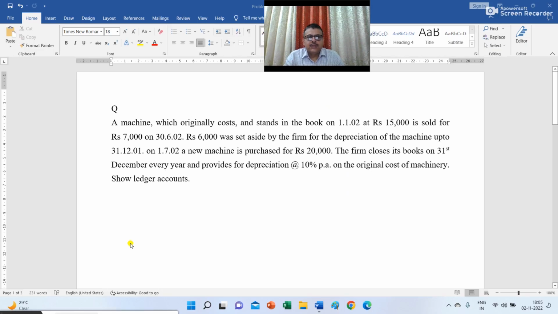A machine which originally cost and stood in the books on 1st January 2002 at rupees 15,000 is sold for rupees 7,000 on 30th June 2002. Rupees 6,000 was set aside by the firm for the depreciation of the machine up to 31st December 2001. On 1st July 2002, a new machine is purchased for rupees 20,000. The firm closes its books on 31st December every year and provides for depreciation at the rate of 10% per annum on the original cost of machinery.